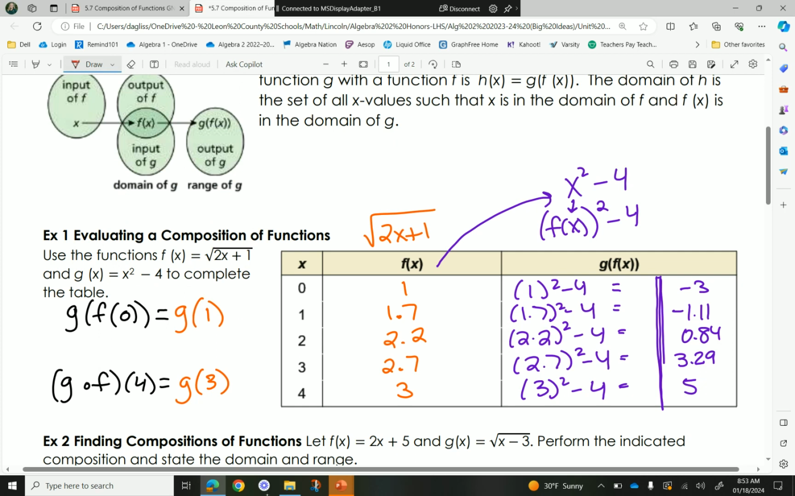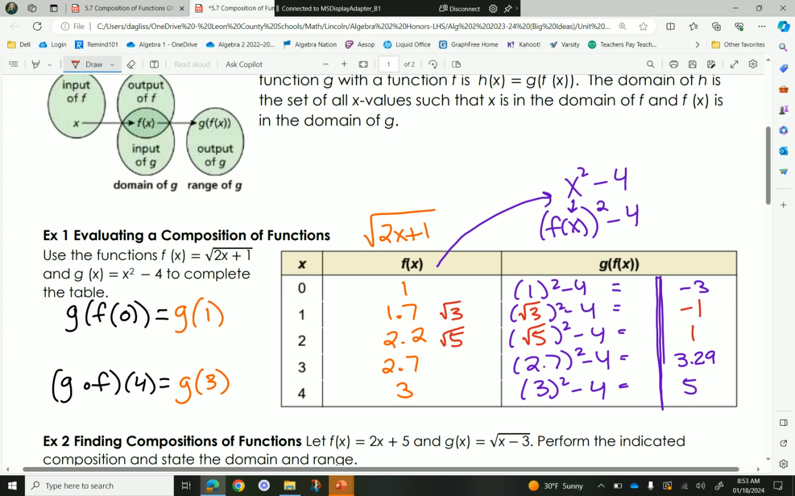Okay, so he's saying, like, 2 times 0, plus 1, that's the square root of 1. That one's fine, right? It's just 1. 2 times 1 is 2, plus 1 is 3. So he's saying just leave this as the square root of 3. Because then this would be the square root of 3 squared, which is just 3 minus 4. So negative 1. I see what you like. Okay. 2 times 2 is 4, plus 1. Leave that as a radical of 5. So then the square root of 5 squared is 5. 5 minus 4 is 1.